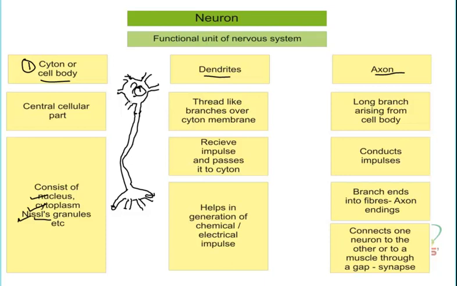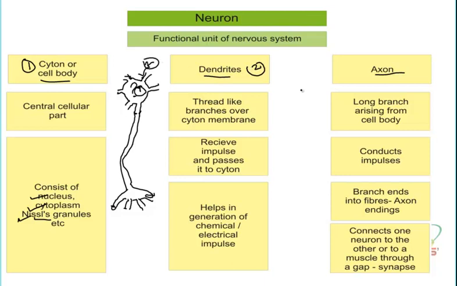Further, the membrane has some minute thread-like extensions, and these are known as the dendrites. Where are these dendrites present? Over the cyton membrane. What is the main function of the dendrites? These dendrites are the part of the nerve cell which is associated with the sensory cells or the receptors present in the sense organs. So you can see these dendrites here. These dendrites, you can label as number 2 now.